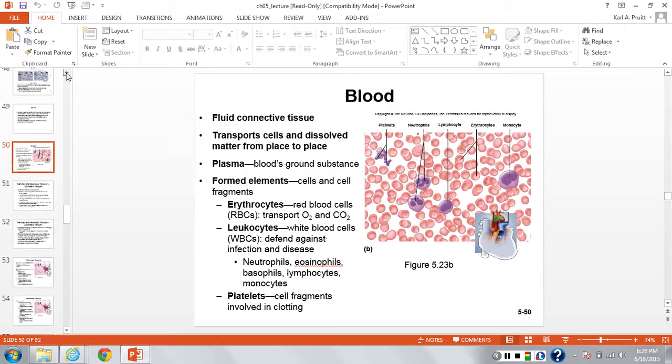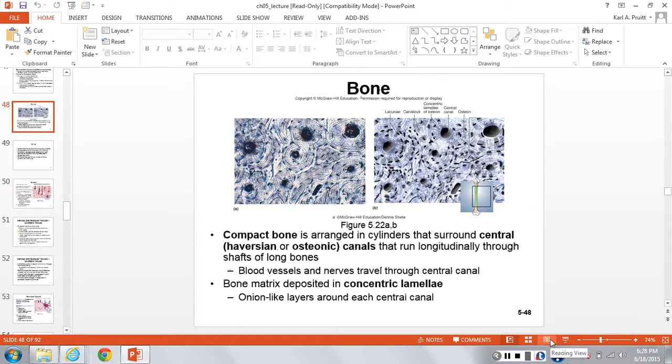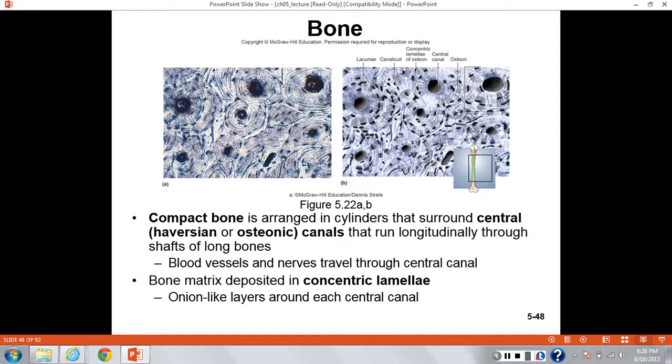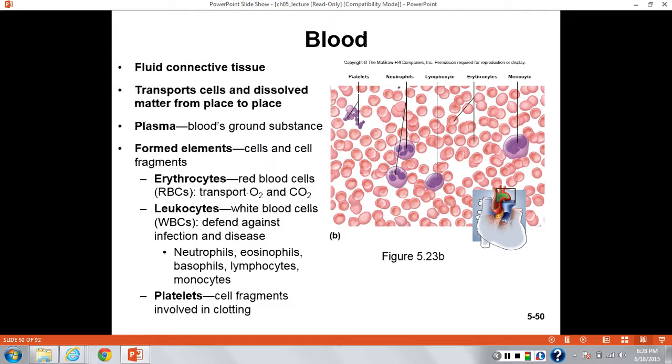Also, blood. When you think about blood, you've got red blood cells, white blood cells, and platelets. Now keep in mind, when you look at a picture, red blood cells have no nucleus. That's why they only stain pink or red. The white blood cells, you see they stain. They do have a what? Nucleus. And the shape of it tends to tell you.